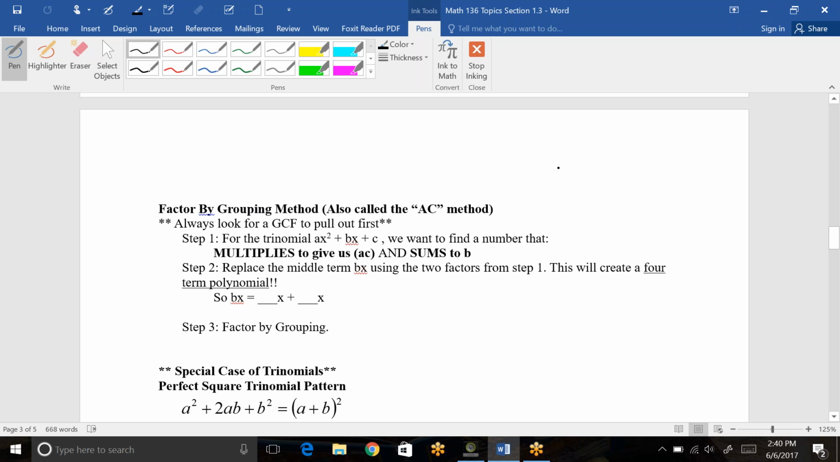So let me see if I can make up a problem really quickly. Let's do 2x squared. I have to work this backwards in my head. This will be a minus 8 down at the end. I need a middle term. Let's see.